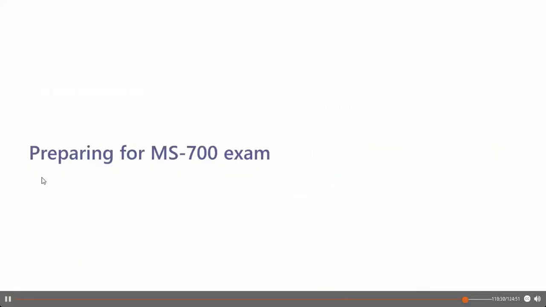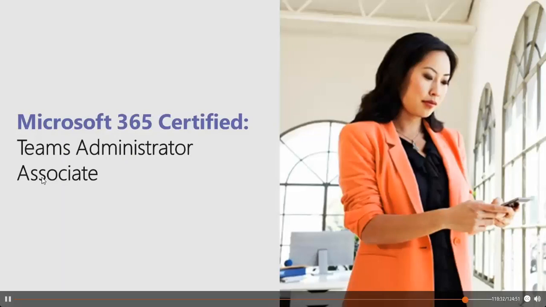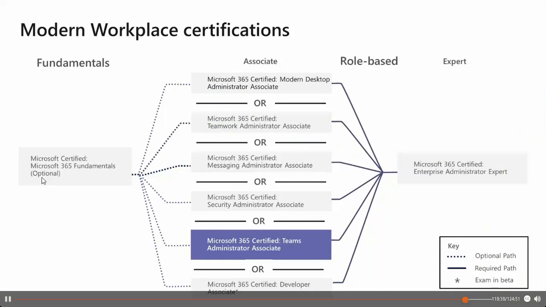Let's start with the Microsoft 365 Certified Teams Administrator Associate overview. As you can see on the following slide, we have a lot of different options to certify ourselves. The fundamentals part, that is the Microsoft 365 Fundamentals Certificate, is an optional one. For us, interesting on the associate level is the exam we prepare for, the Teams Administrator Associate certification.